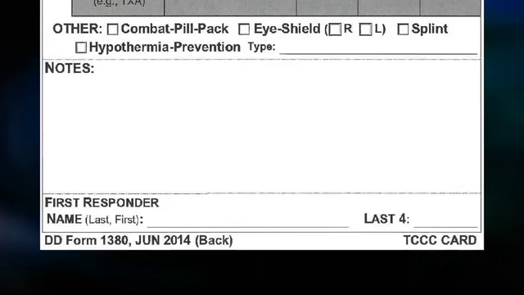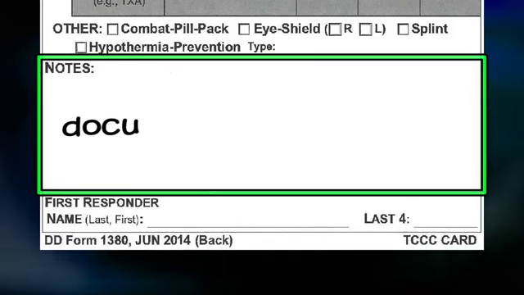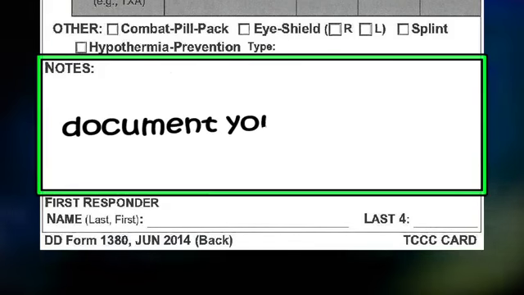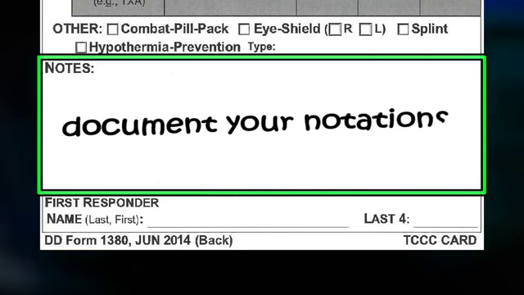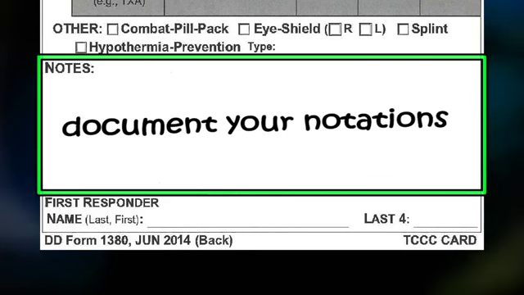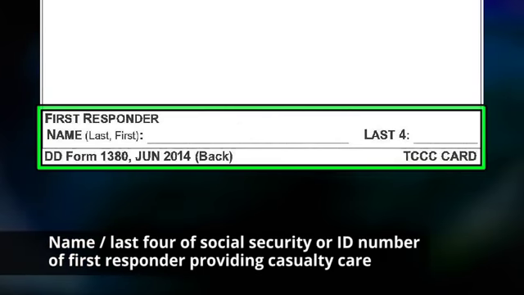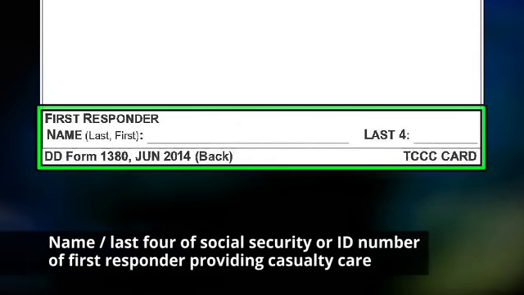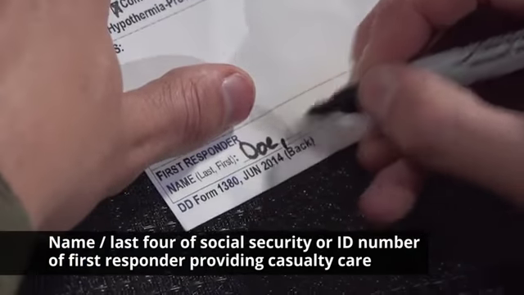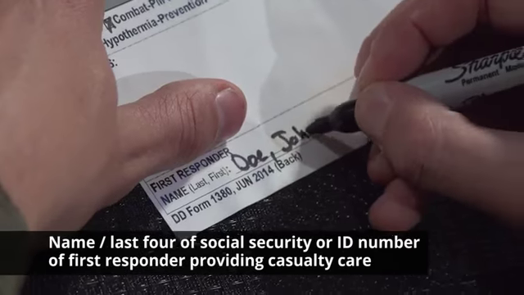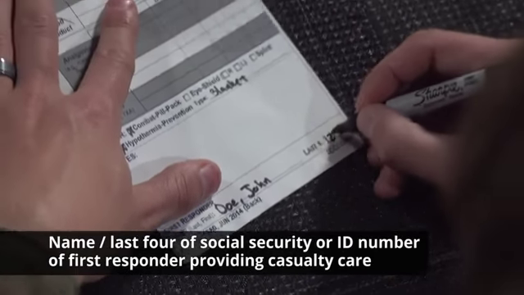The next section, Notes, is open to record any other pertinent information and/or clarifications that you think might be important for the next casualty care team. The last section, First Responder, at the bottom of the page, is where you would document the name and last four of the Social Security or ID number of the first responder providing casualty care.